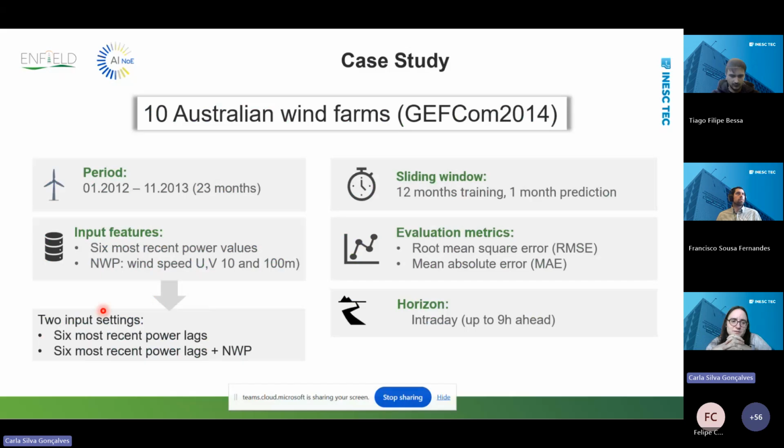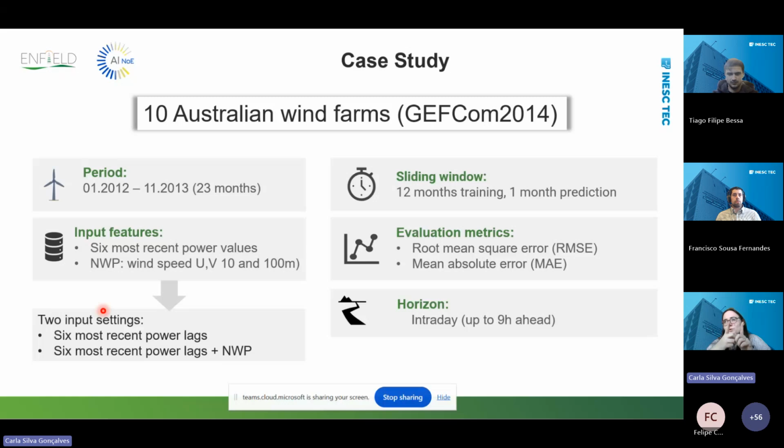Now, in terms of case study, we use data from JEFCON. This is open data, that's why we used it. So the period is 23 months, hourly data. The input features we used are the 6 most recent power values, and also numerical weather predictions for wind speed. We have the U and V coordinates.